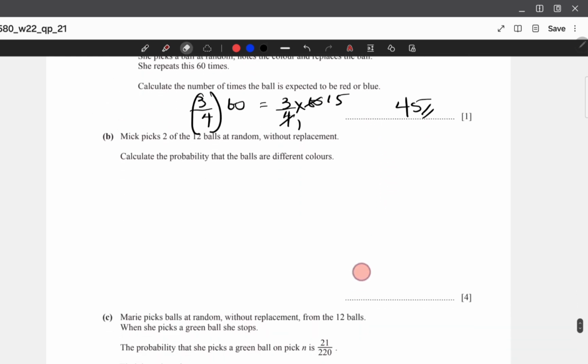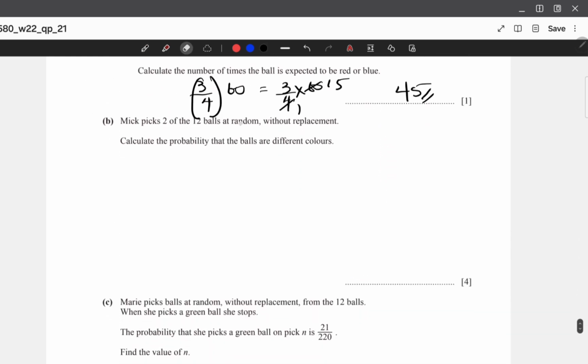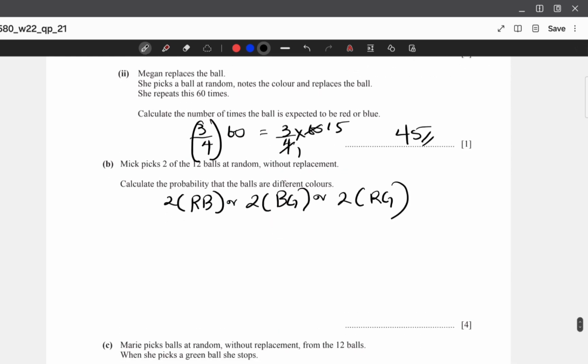So for part B, they say Max picks 2 balls of the 12 balls at random without replacement. Calculate the probability that the balls are of different colors. So the probability is 2 times either red and blue, or 2 times either blue and green, or 2 times either red and green. The reason why it's 2 times is because there is no order. It can be red then blue, or blue then red, so it's twice because it will still give the same probability. So it will now be 2 bracket, red is 5 over 12 times blue is 4. Now the total will reduce because there's no replacement, 11.